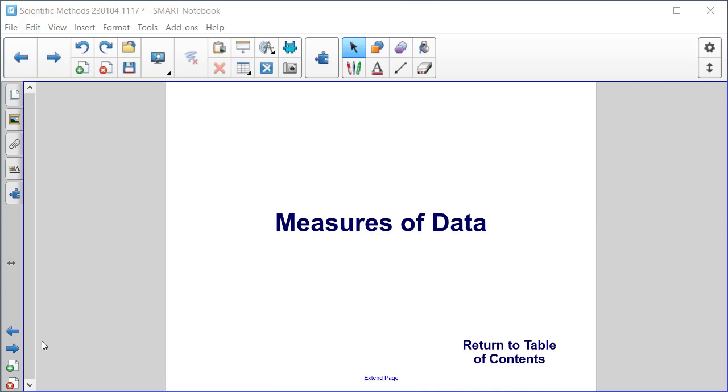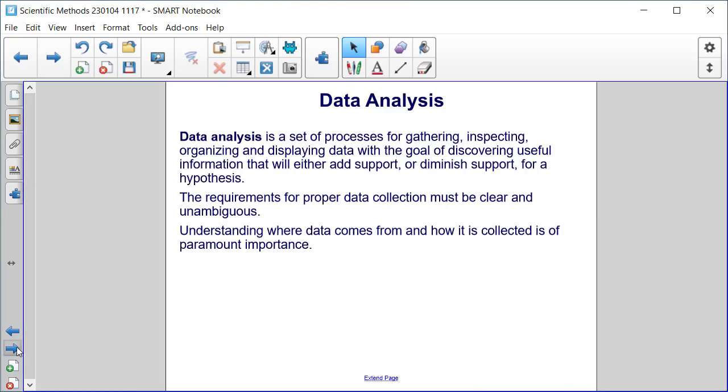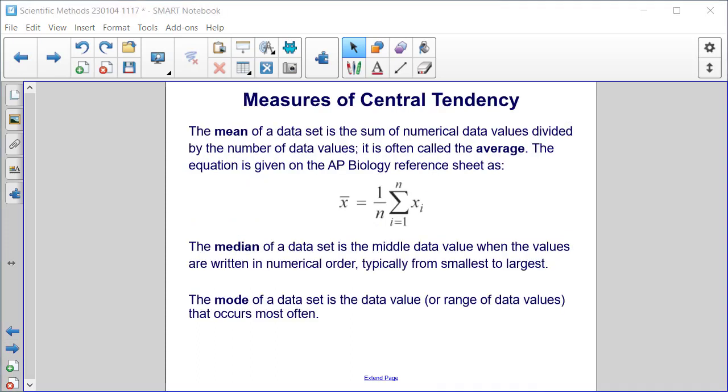Measures of data. Data analysis is a set of processes for gathering, inspecting, organizing, and displaying data with the goal of discovering useful information that will either add, support, or diminish support for a hypothesis. The requirements for proper data collection must be clear and unambiguous. Understanding where data comes from and how it is collected is of paramount importance.